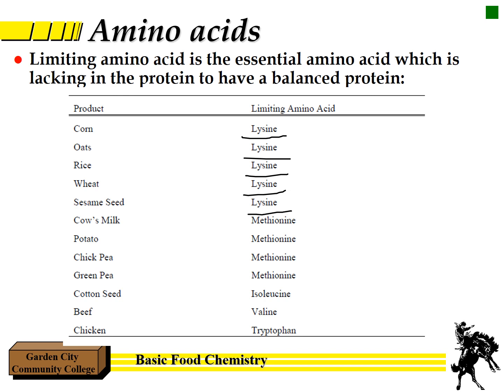So a lot of products that would go into pig feed are pretty lacking in lysine, so that has to be balanced in that ration. So cow's milk, potato, chickpea, green pea don't have a lot of methionine. It's a pretty limiting or a pretty lacking amino acid there. In beef, it's valine, and chicken is tryptophan.